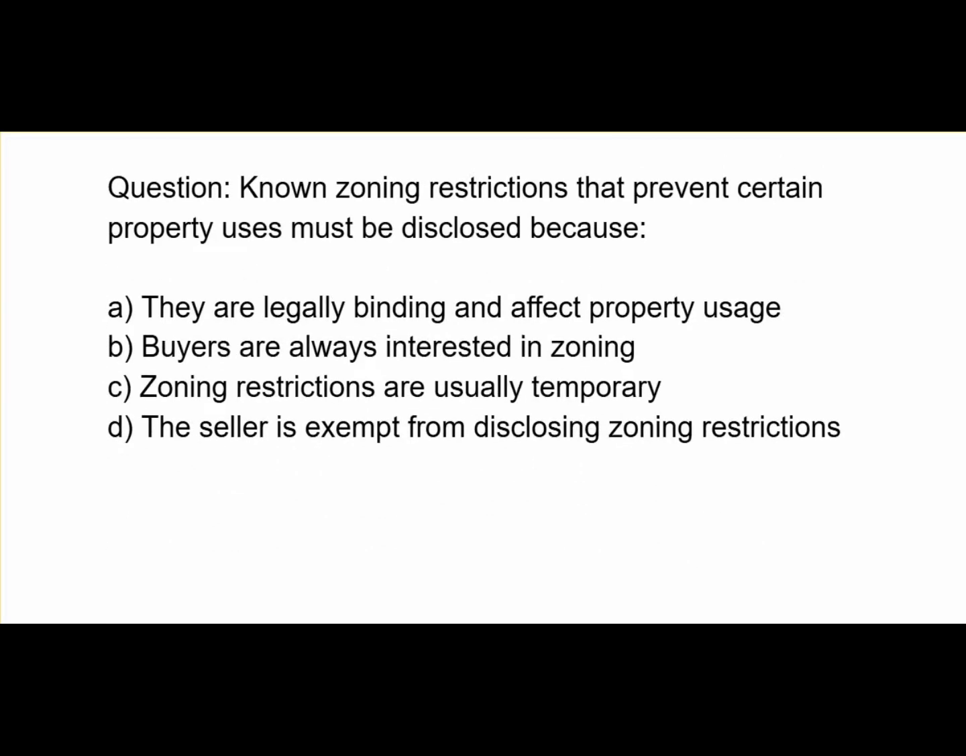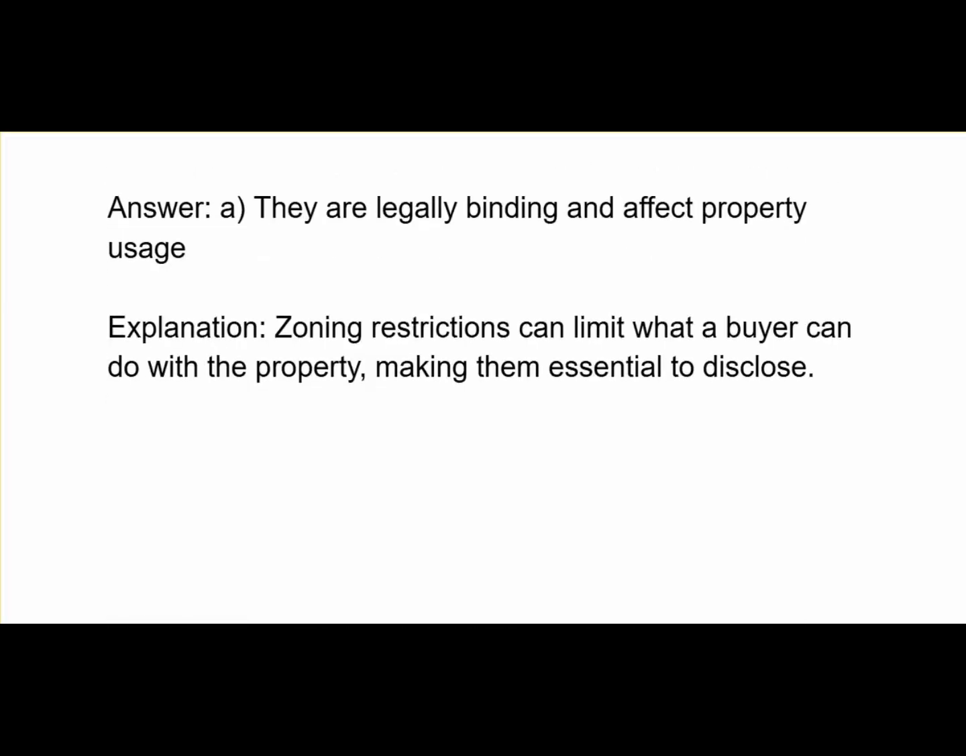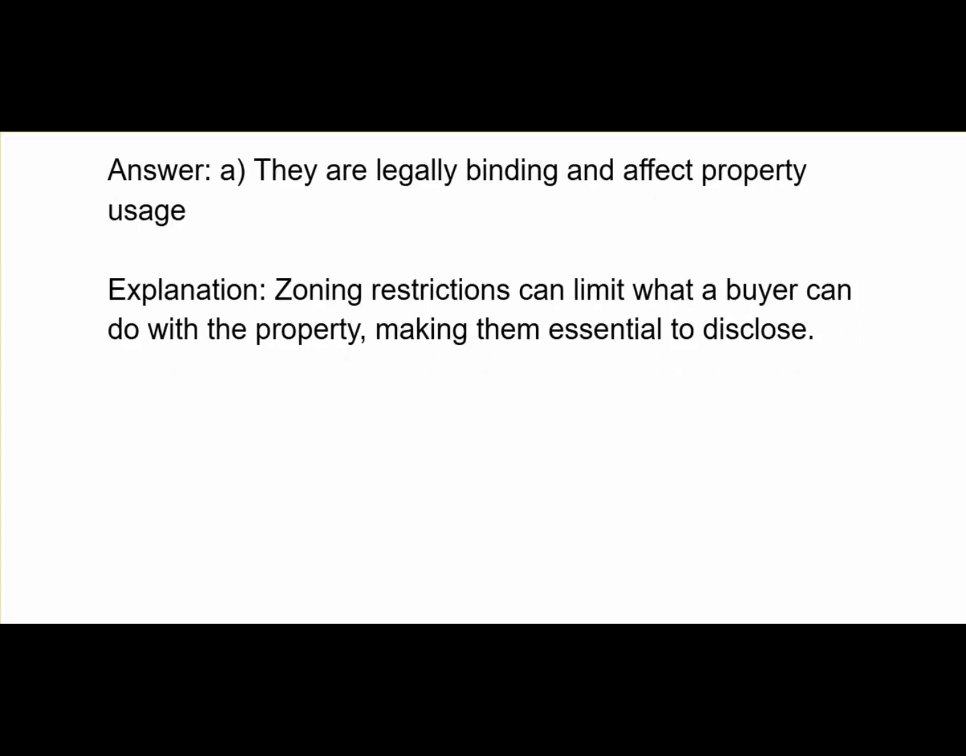Known zoning restrictions that prevent certain property uses must be disclosed because A, they are legally binding and affect property usage. B, buyers are always interested in zoning. C, zoning restrictions are usually temporary. D, the seller is exempt from disclosing zoning restrictions. They are legally binding and affect property usage. Zoning restrictions can limit what a buyer can do with the property, making them essential to disclose.